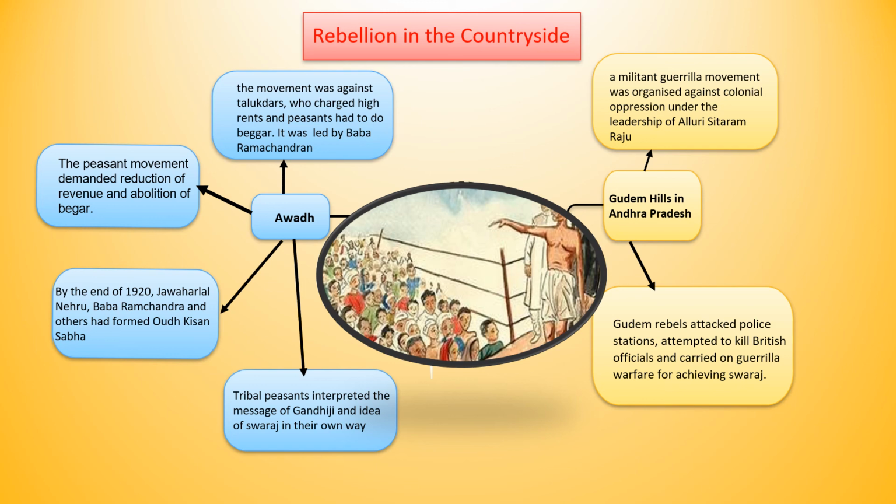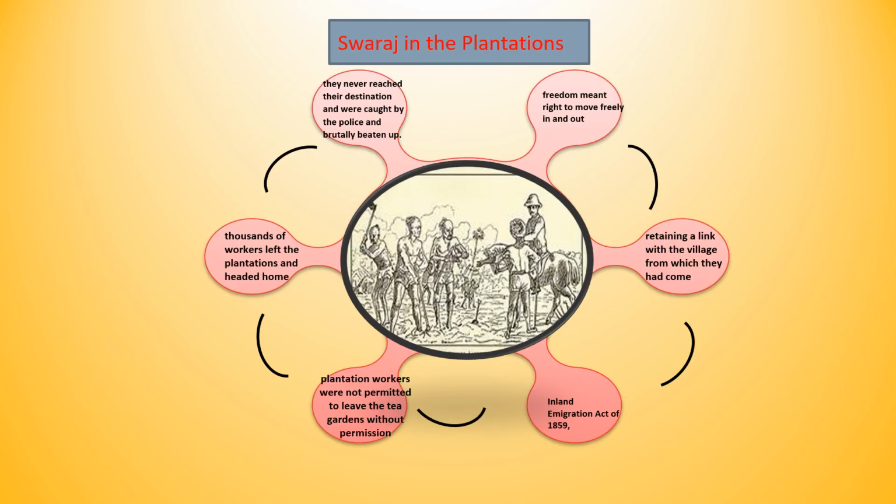Now let's look at the non-cooperation movement that took place in the plantations. According to the plantation workers, Swaraj meant freedom, the right to move freely in and out, and to retain the links with the village from which they had come. But under the Inland Emigration Act of 1859, the plantation workers were not permitted to leave the tea gardens without the permission of their owner.